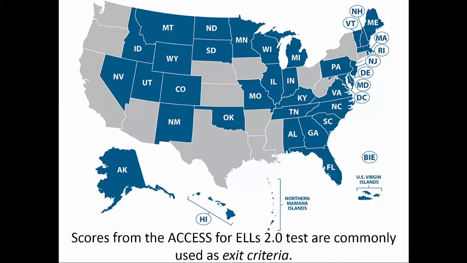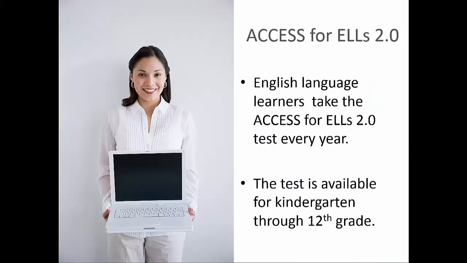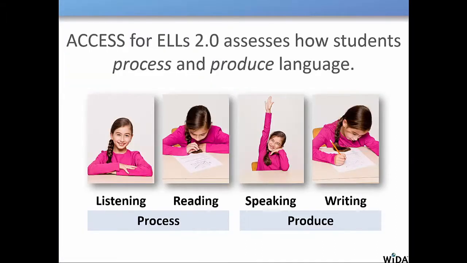Members of the WIDA consortium commonly use scores from the Access for ELLs test to determine if a student can exit a language support program. Every year, English language learners in grades kindergarten through 12 take an English language proficiency test called Access for ELLs 2.0. Access for ELLs 2.0 is used to measure a student's English language proficiency in listening, reading, speaking, and writing.